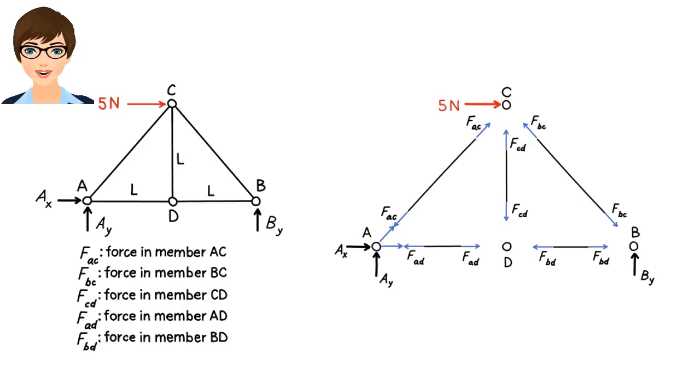This completes the free body diagram of joint A. At joint B, there are 2 member forces, the force in member BC and the force in member BD. Joint C has 3 member forces acting on it: the force in member AC, the force in member BC, and the force in member CD. At joint D, there are 3 member forces, FAD, FBD, and FCD.